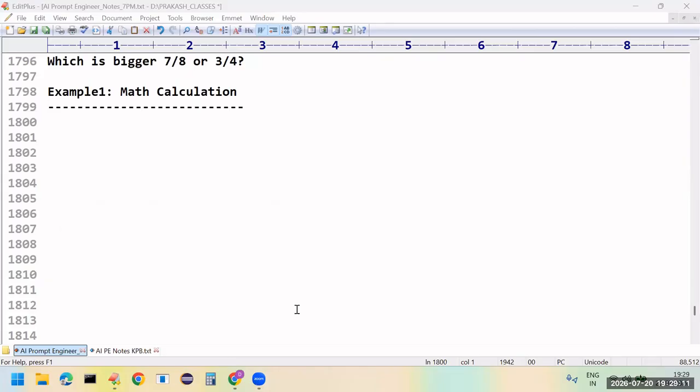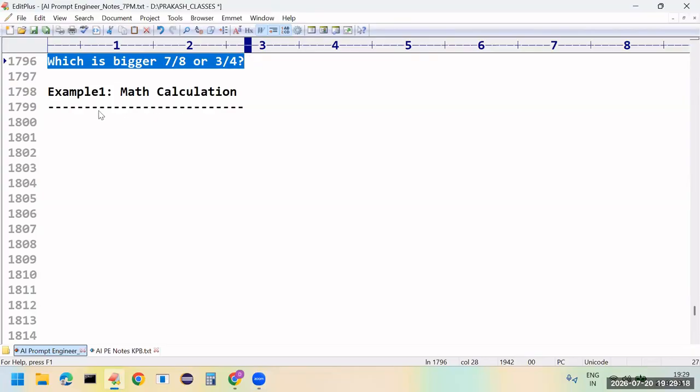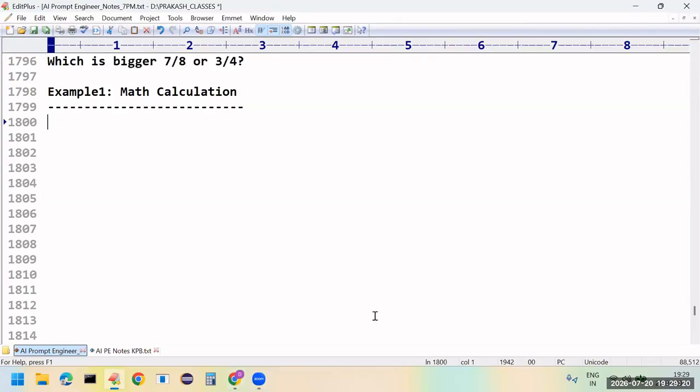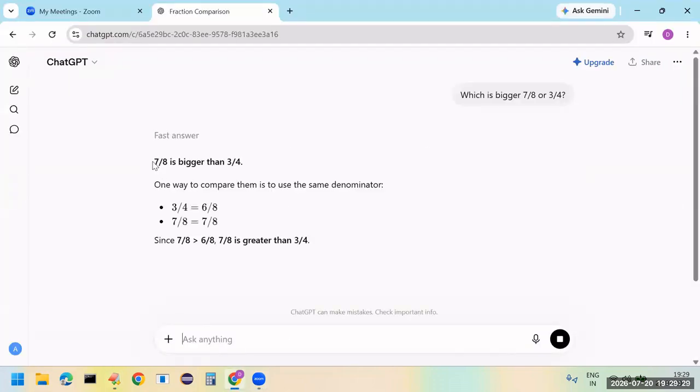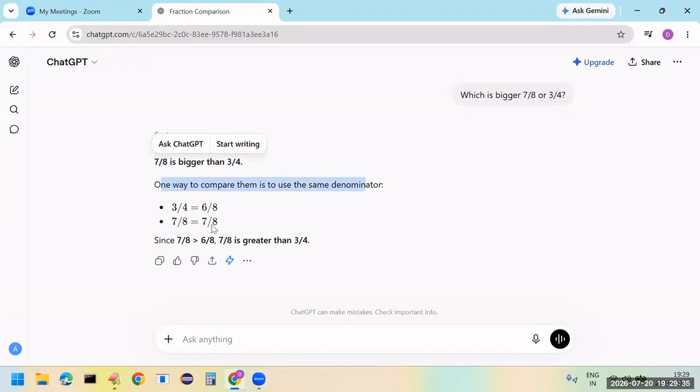Okay. So what we will do is, first we will ask this prompt. It is a general prompting. Then I will write a reasoning prompt for that. Now observe. If I ask my AI model, what is it going to tell? 7 by 8 is bigger than 3 by 4. One way to compare them is to use the same denominator. So, forget about this. The result we got is 7 by 8.